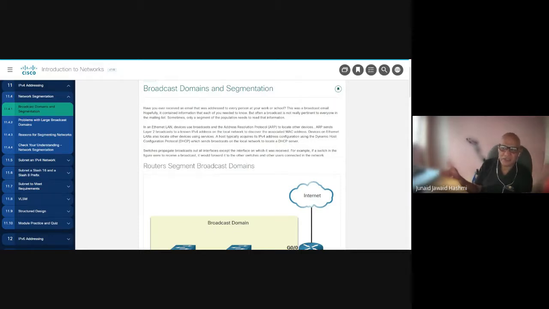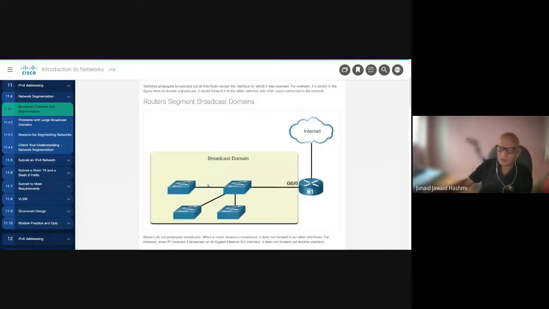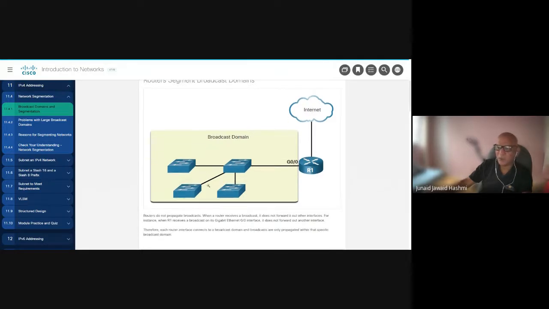Why do you even need to segment the network? Anybody knows? I think you have done segmentation in module 14. Why do you have to segment the network? Why not just use 1, 2, 3, 4 switches and connect all the hosts to those switches? Why come up with different subnet IDs? Then you need a router that connects different segments. What are the reasons?